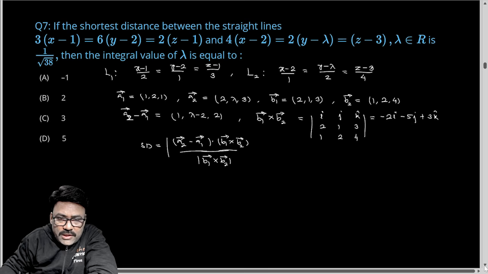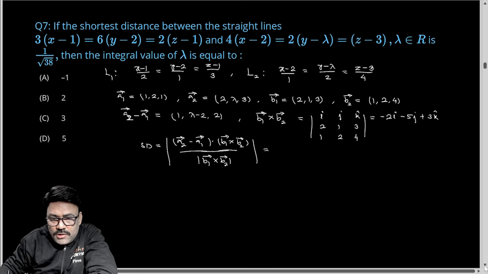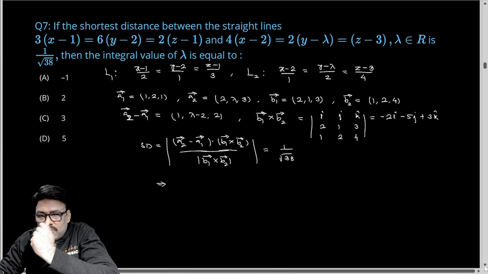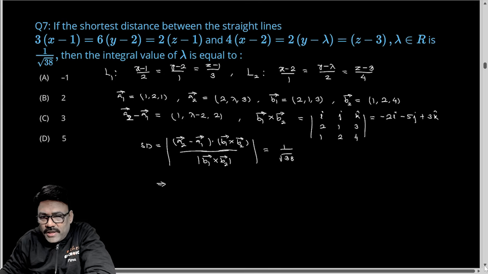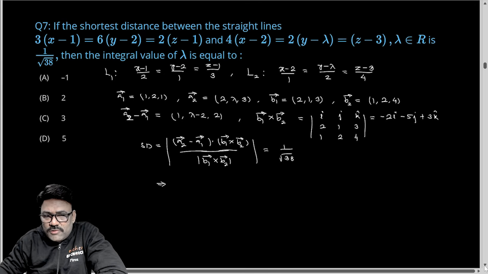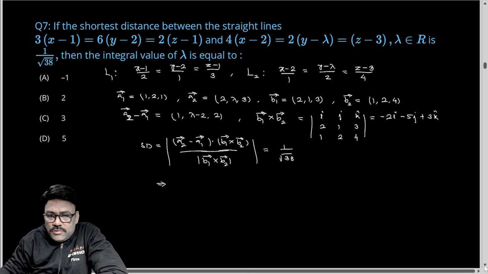And of course, the absolute value of this. The shortest distance is given here, 1 over root 38. Now, if I take the dot product of A2 minus A1 and B1 cross B2, so you will get what?